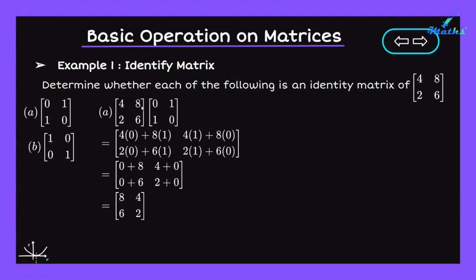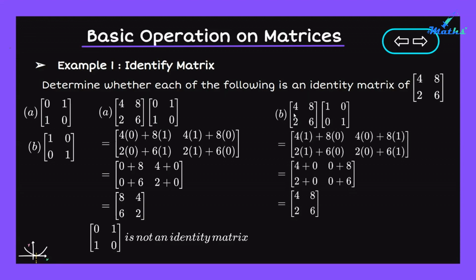So just 4 times 0 plus 8 times 1, 4 times 1 plus 8 times 0, and then 2 times 0 plus 6 times 1, and then 2 times 1 plus 6 times 0. Then I multiply together and add together, and I will get 8, 4, 6, 2. 8462 is not the same as the original answer. So this one, 0110, is not an identity matrix.